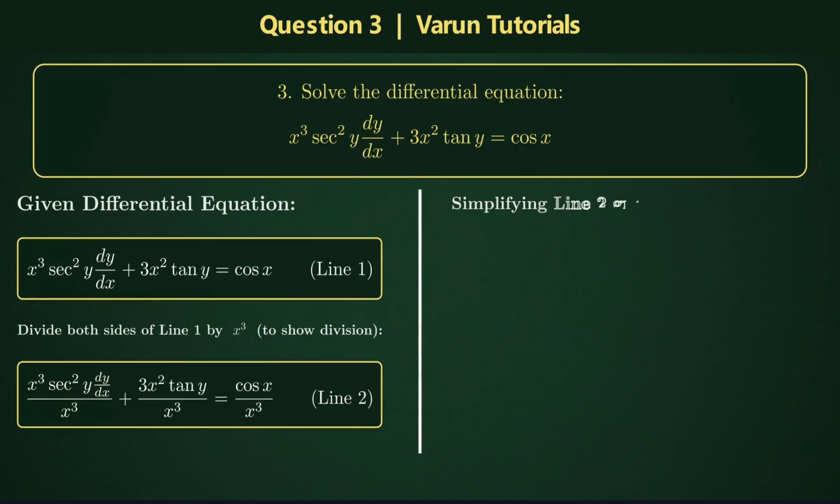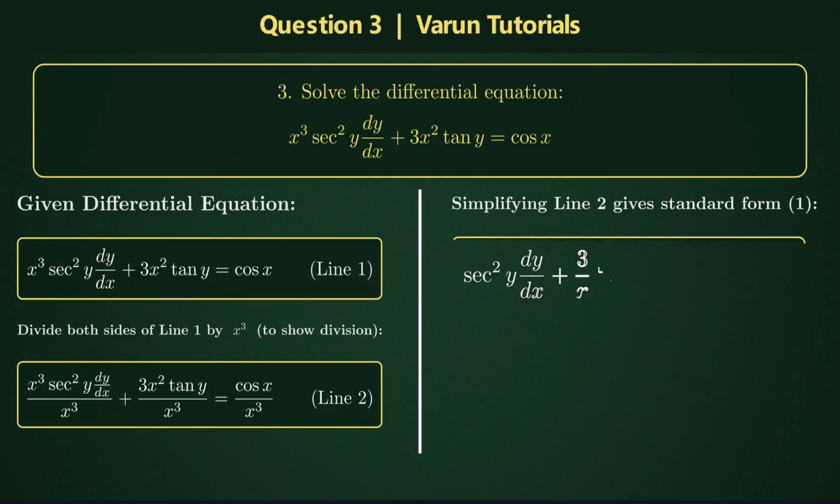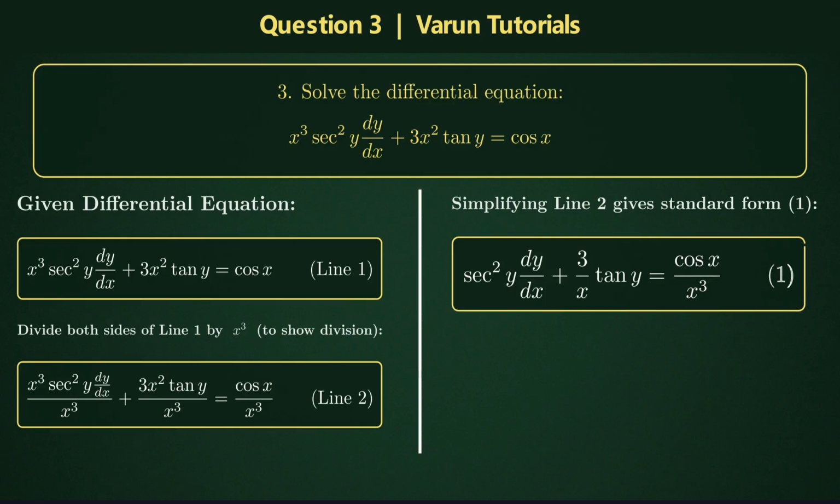Simplifying line 2 by cancelling common terms gives equation 1. This gives sec² y times dy by dx, plus 3 over x times tangent of y, equals cosine of x over x cubed. Let this be equation 1. This equation is not linear yet, but we can reduce it to linear form using substitution.